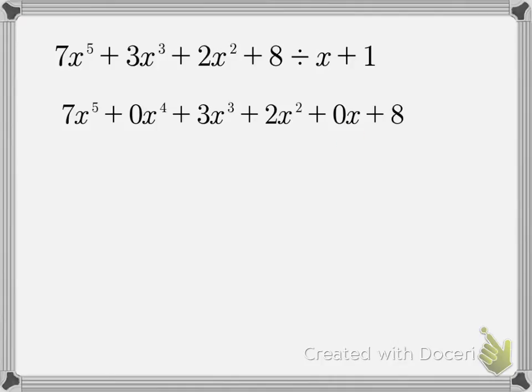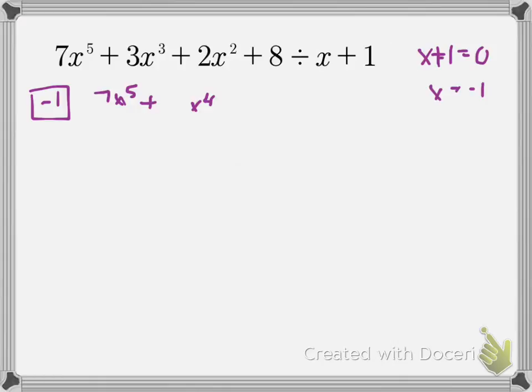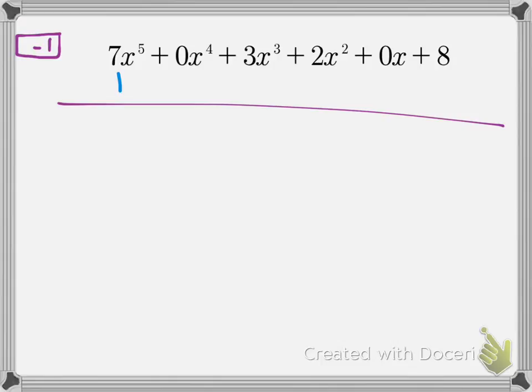Alright, so what I'm going to do is take that, and remember I was putting a negative 1 out here, so I'm going to put my negative 1 back out here, and I'm just going to start to work my problem out. So again I drop it, and then I multiply. Alright, and then I add these two together, so that gives me negative 7. Then I multiply. Alright, that gives me 10.